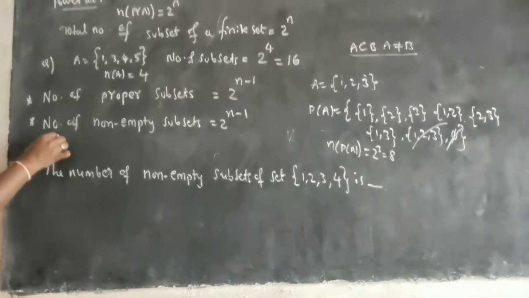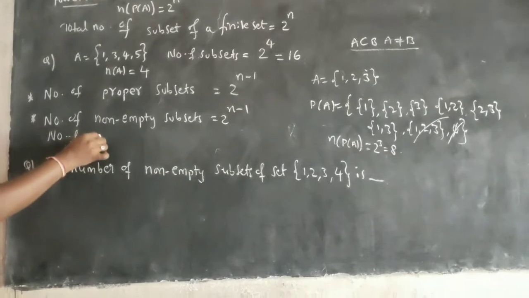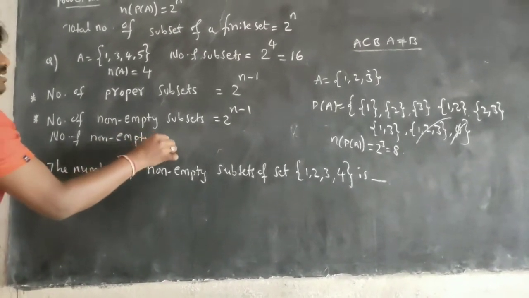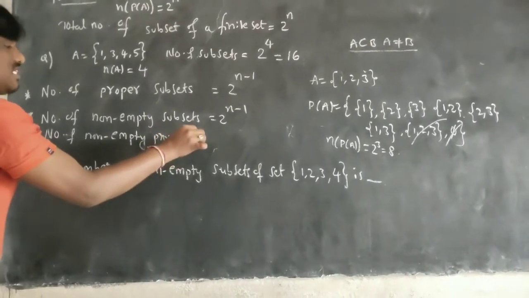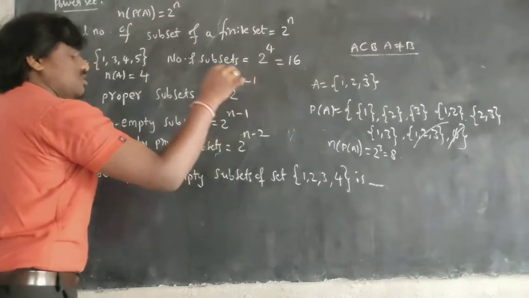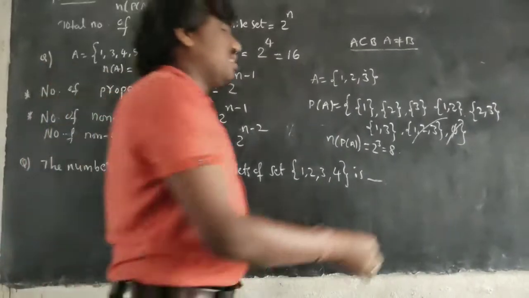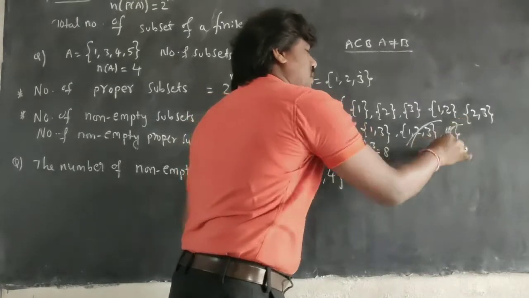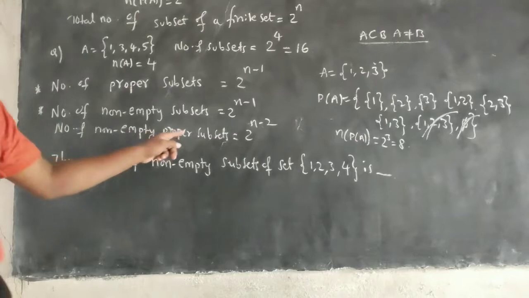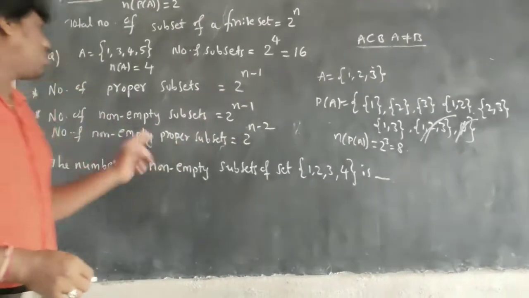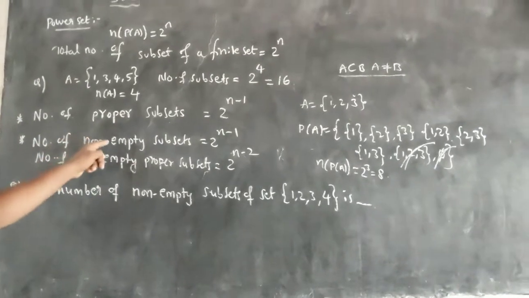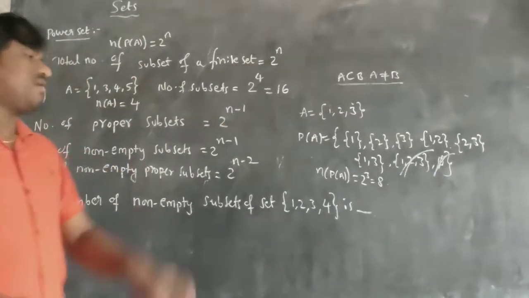And the number of non-empty proper subsets. When you have the number of non-empty proper subsets, at this time the formula is 2 to the power of n minus 2. In this case, we don't count the set itself and we also don't count phi. So the number of non-empty proper subsets is 2 power n minus 2. The number of proper subsets is 2 power n minus 1. The number of non-empty subsets is 2 power n minus 1.